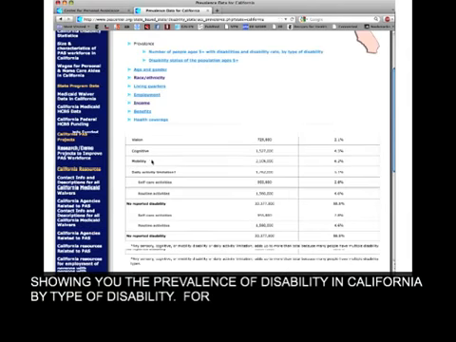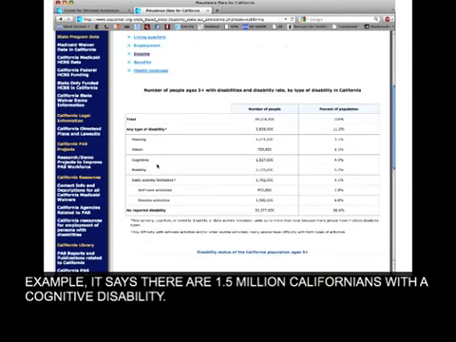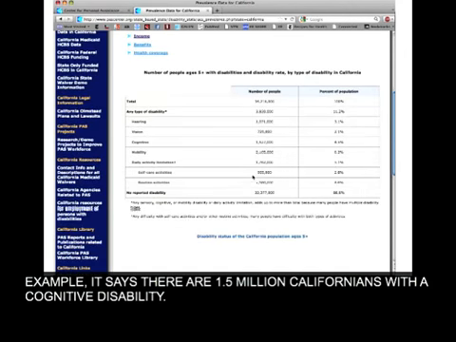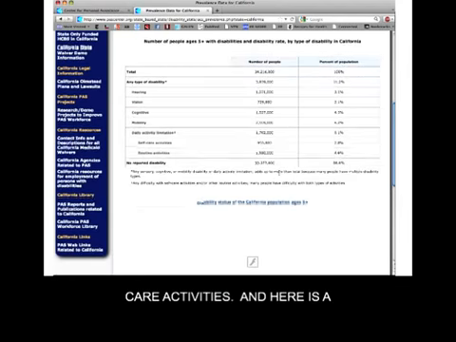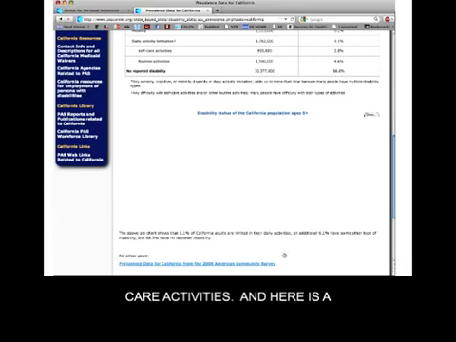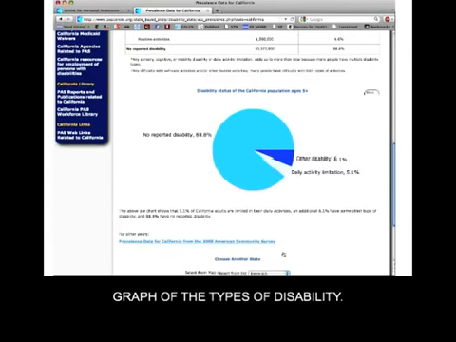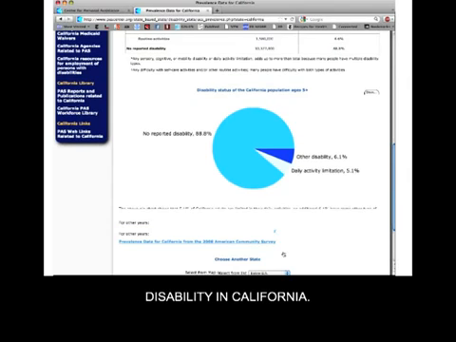I'm showing you the prevalence of disability in California. By type of disability, for example, it says there are 1.5 million Californians with a cognitive disability. There are just under 1 million Californians who have difficulty in self-care activities. And here is a graph of two different disability groupings for California. 5.1% have daily activity limitations, 6.1% have some other kind of disability, 88.8% have no disability.